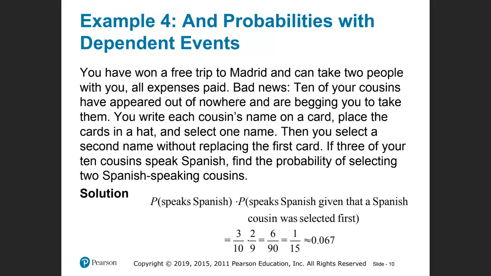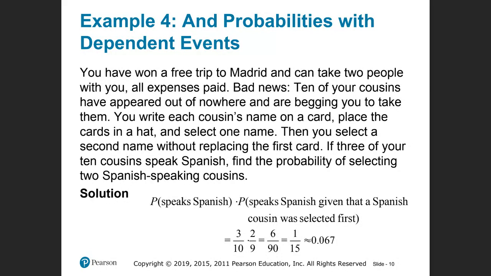These are dependent events because we're not putting the names back in the hat. So the probability that they speak Spanish times the probability that they speak Spanish, given that a Spanish cousin was selected first. We've got 10 cousins.